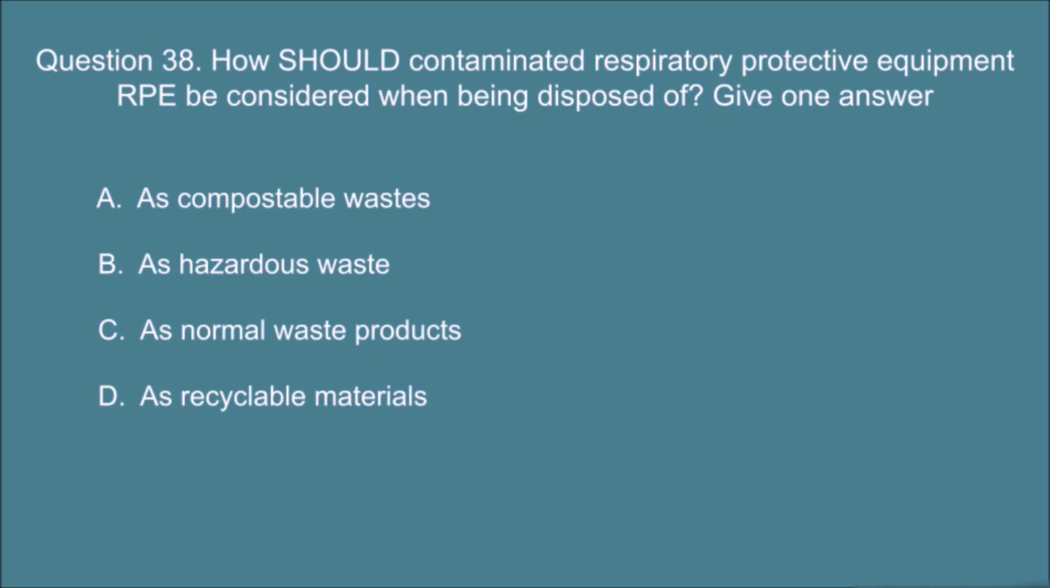Question 38. How should contaminated respiratory protective equipment, RPE, be considered when being disposed of? Give one answer. A. As compostable wastes. B. As hazardous waste. C. As normal waste products. D. As recyclable materials. The correct answer is B. As hazardous waste.